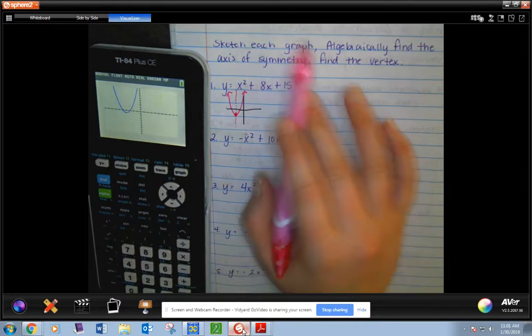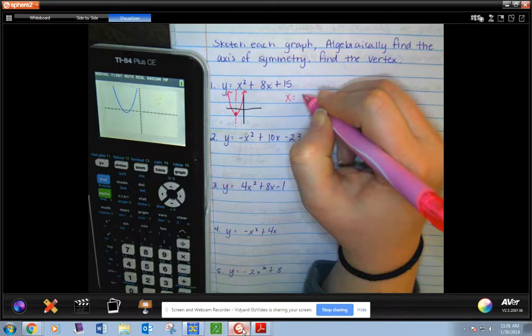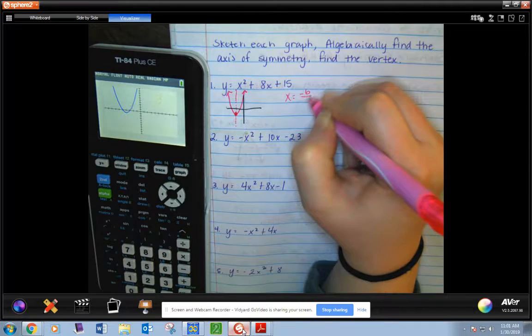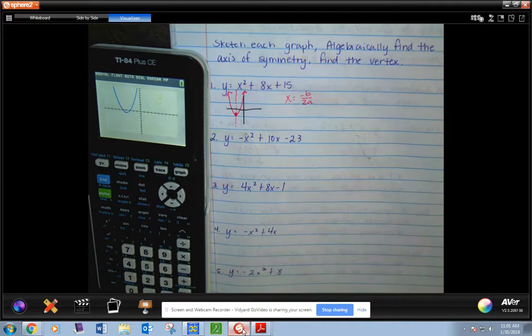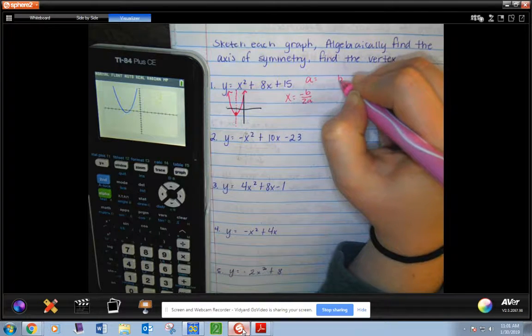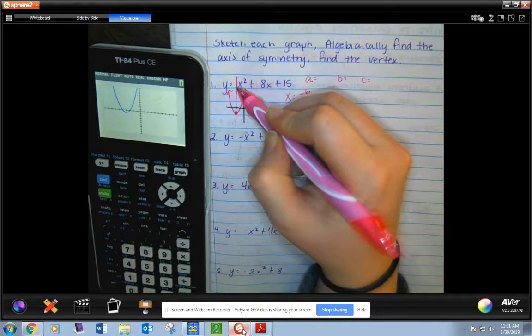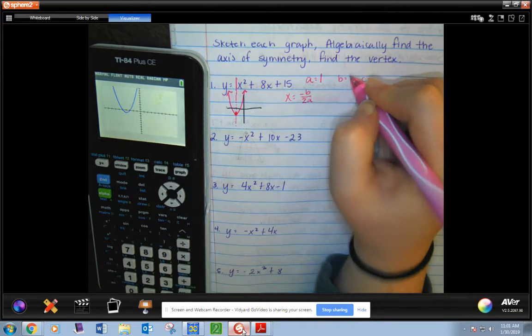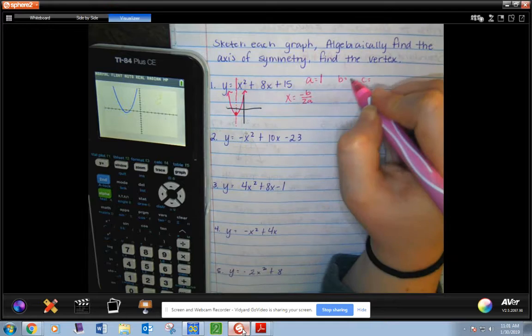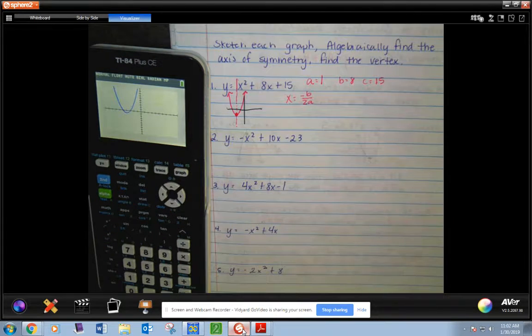Okay, I've sketched it. Now I'm going to find the axis of symmetry. To find the axis of symmetry, we're going to do negative b divided by 2a. Well, to do this, the first thing that's going to help you is if you know what a equals, what b equals, and what c equals. Okay, a is the first number. The first number is 1. B is the number with x, and that's an 8. And c is the number by itself, so 15.